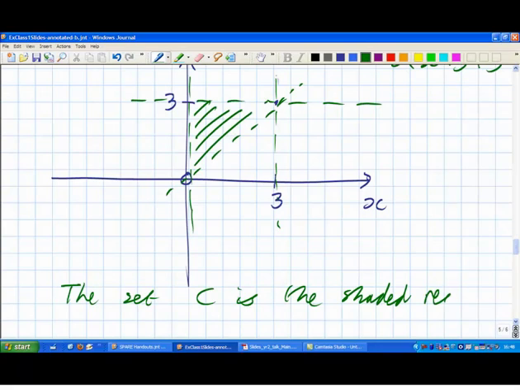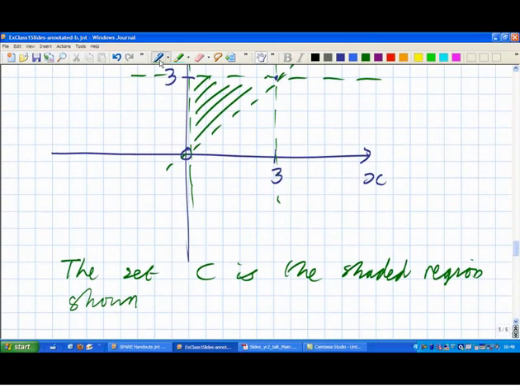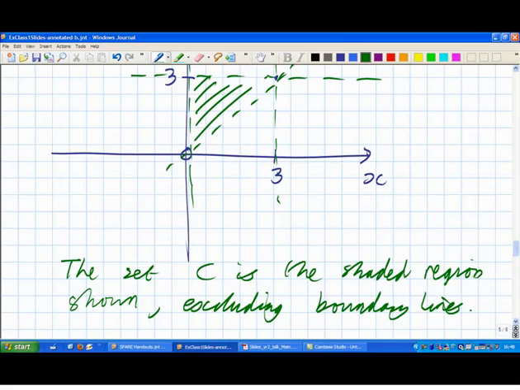So set C is the shaded region shown, all boundaries excluded. Excluding the boundary lines. So is that set bounded or unbounded? What do people think? Bounded, okay. What would be a good value for capital R? Any suggestions? What value of capital R will be big enough to make sure that you stay within that distance of the origin? You don't have to give me the best value. 4 would do. Would it?